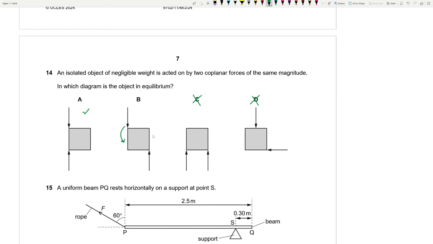This provides anticlockwise moment. This also provides anticlockwise moment. So this does not have 0 net moment. That's why A is the answer. This provides anticlockwise moment. This provides clockwise moment, and it cancels out. Net force is 0. Net moment is also 0.